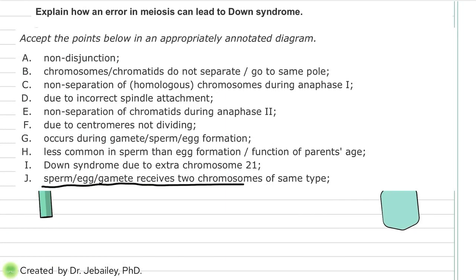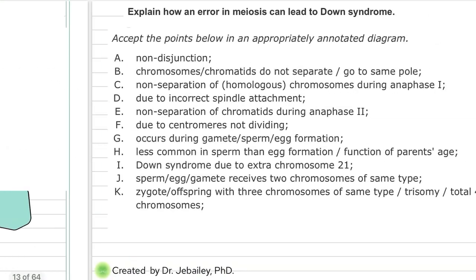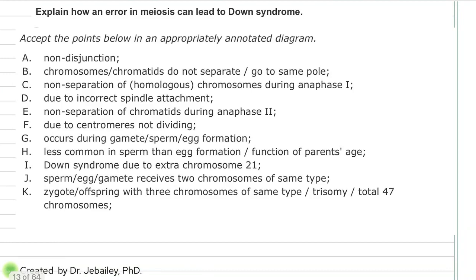And you explain the gametes, how they receive an extra of the same type. So you can always explain how the sperm has 23, while the egg is coming with 24. And you can show here that this becomes 47, which means it's 46 plus 1 extra chromosome. And they can say that this is an extra of one of those 46. You can talk about the zygotes having 3 chromosomes, and that means they're trisomy. So that means in total 47.